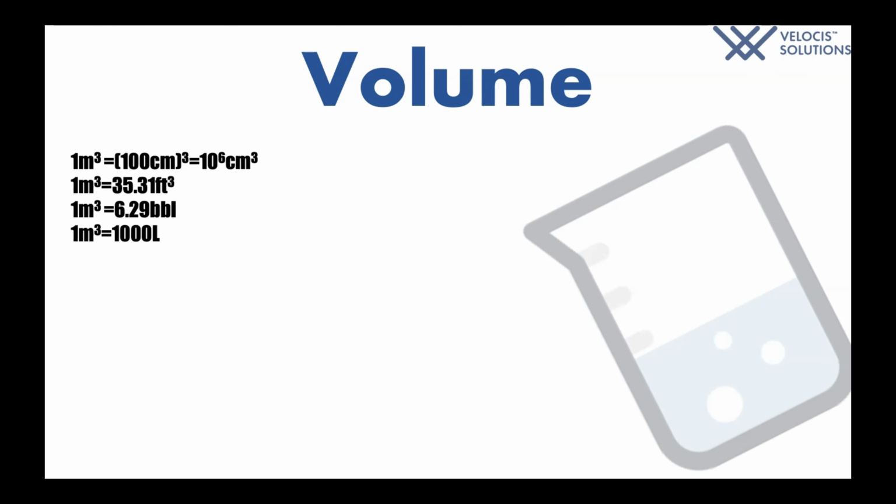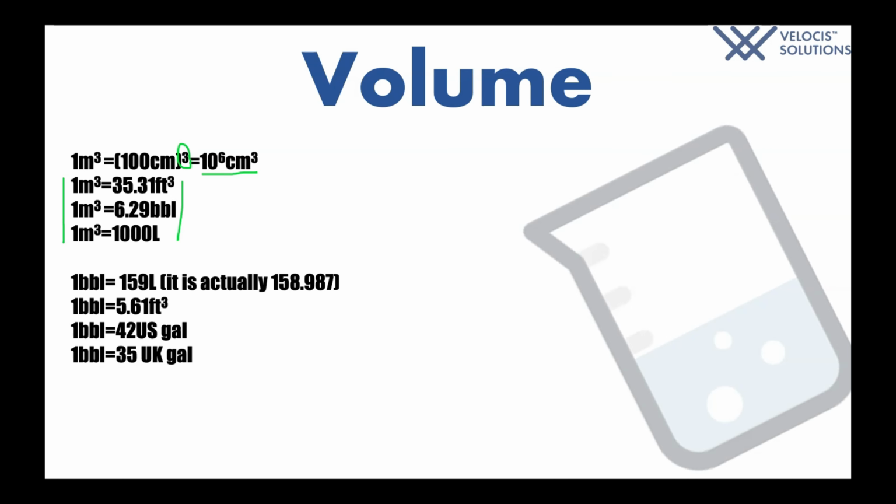We know that 1 meter is equal to 100 centimeters, but there is a little difference here. There is a cube sign, therefore, we are going to write it as 10 to the power of 6 meter cube. And it is the same for the relation between the meter and feet as well. We have special units for volume here, like barrel, liter, US or UK gallon and of course standard cubic feet.